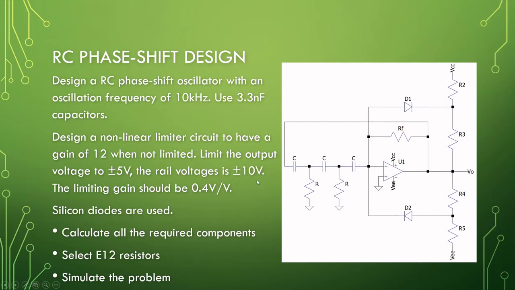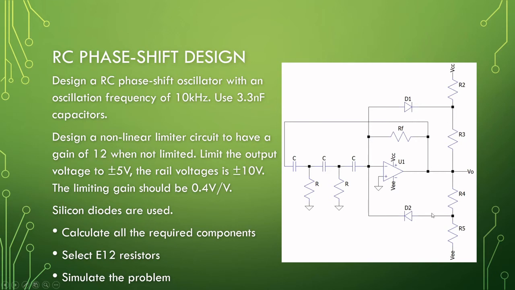So the problem that I want you to do is to design an RC phase shift oscillator with amplitude control here. So at 10 kilohertz using 3.3 nanofarad capacitors. So when this thing starts up, our gain should be more than 12. So the limiter is designed for a gain larger than 12.